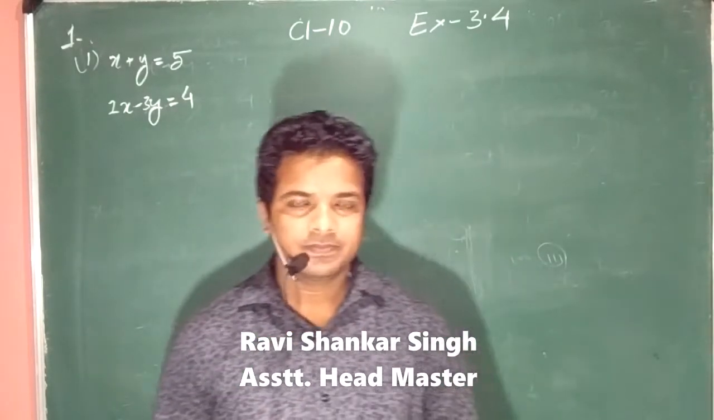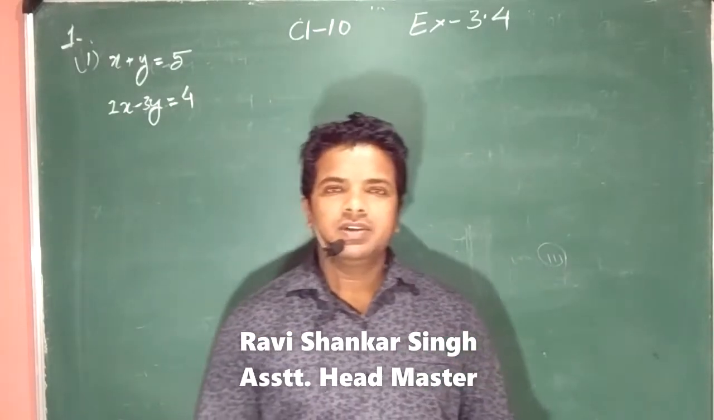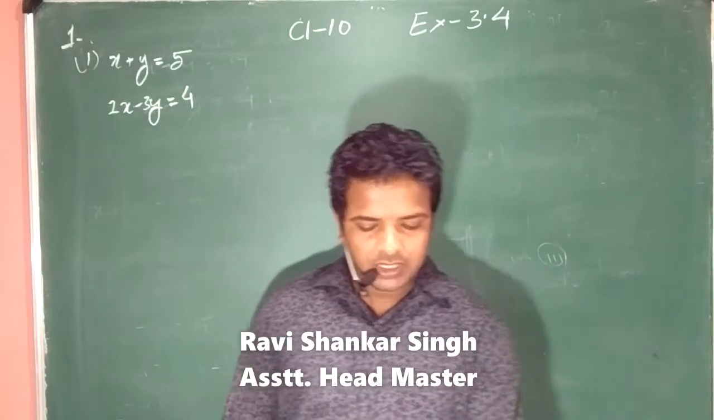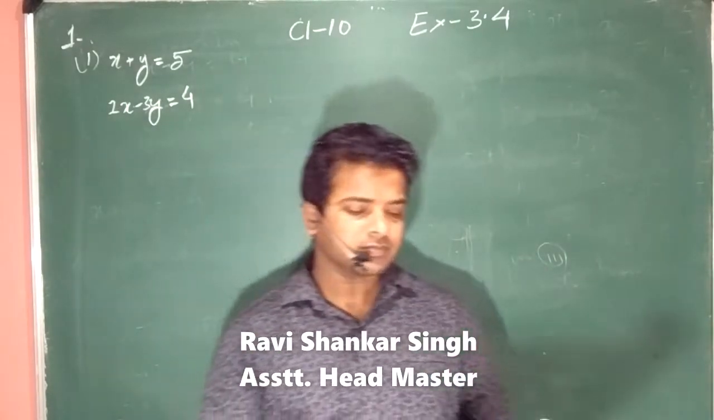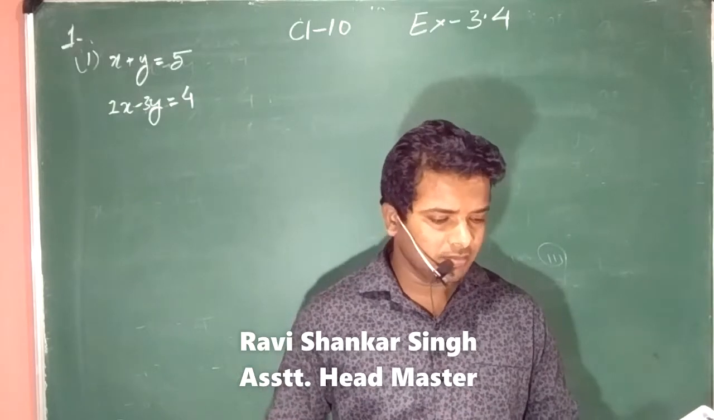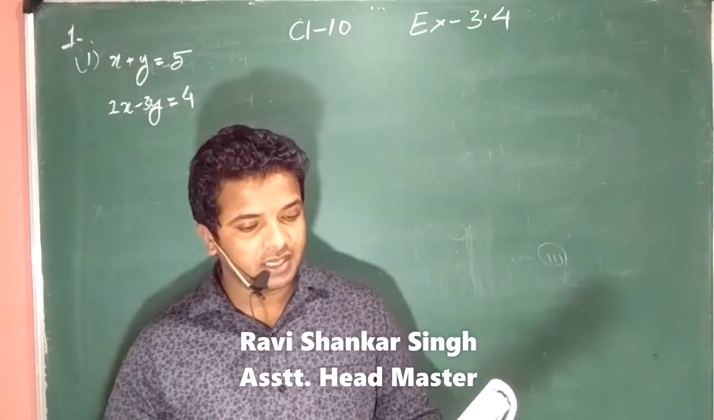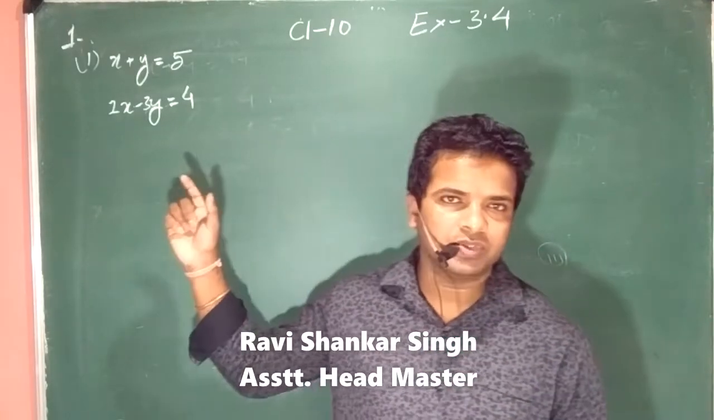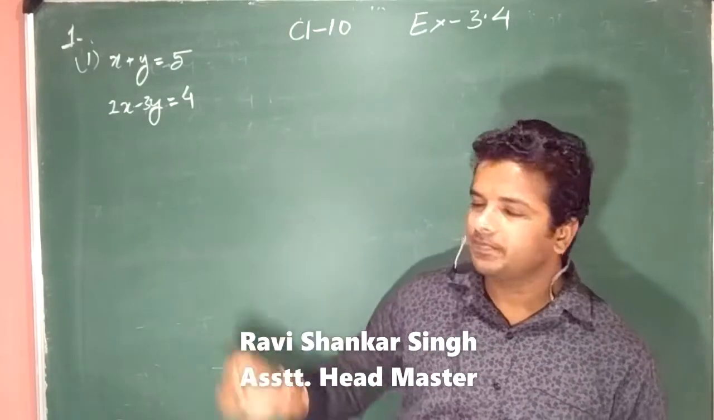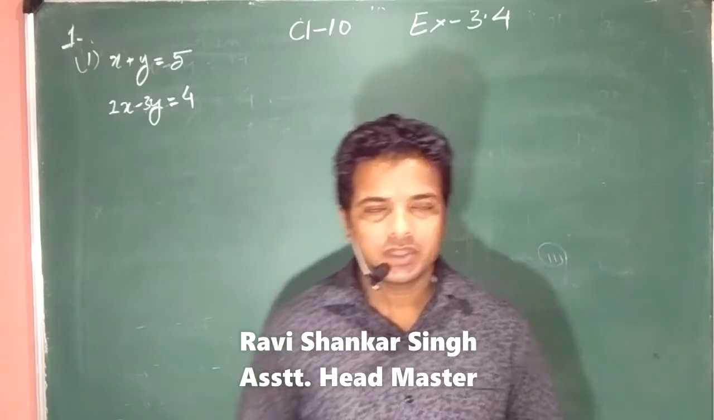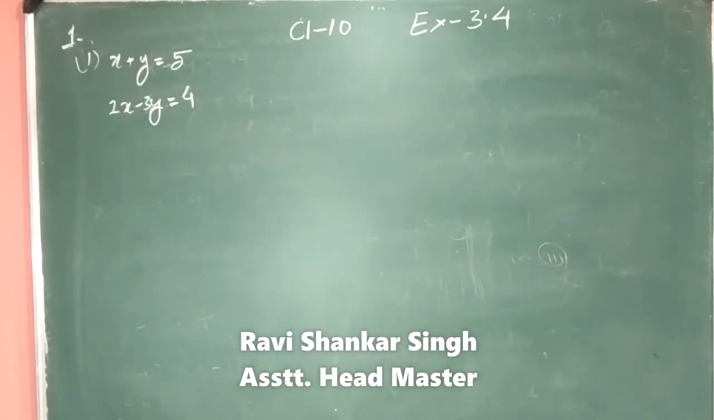Hello students. After 3.3, let us start 3.4. In 3.4 it says: solve the following pair of linear equations by the elimination method and substitution method. That means we have one question, problem number 1, as you can see: x plus y is equal to 5 and 2x minus 3y is equal to 4.